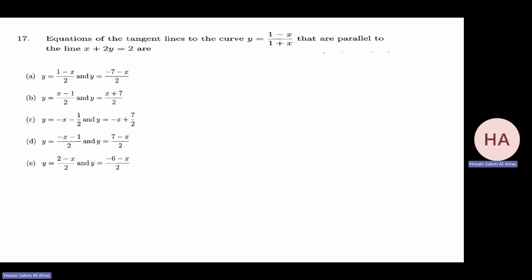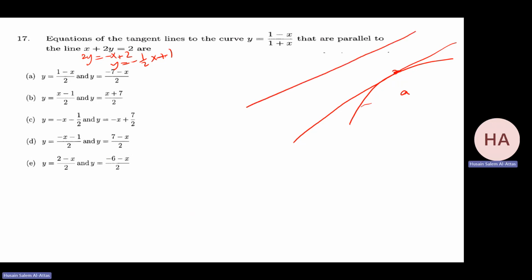Equations of the tangent line to the curve that are parallel to this. If I write it, that means 2y equals minus x plus 2, or y equals minus half x plus 1. So I have a curve, and they have a tangent line at the point a. Here we have a, the point of tangency, and we have a line parallel to it. Positive, negative, who cares? It's negative, but I'm just drawing it. So we have the slope of y1, this is y1, and this is y2. We have the slope of y1, minus half, equal to the slope of y2. It should be negative, huh? So it will be the other way, but this is just to show that.